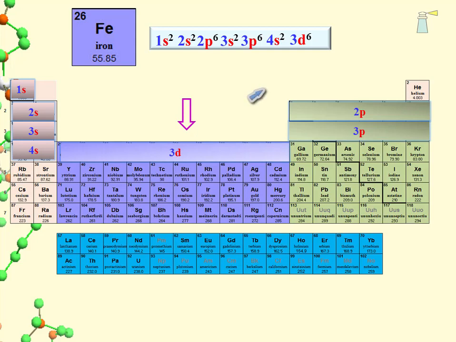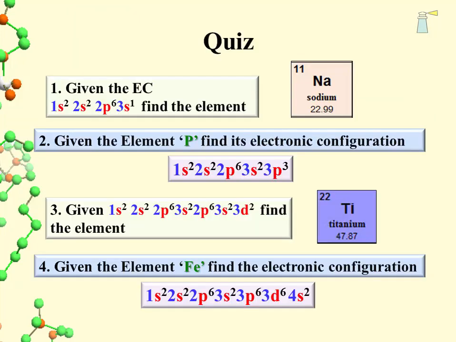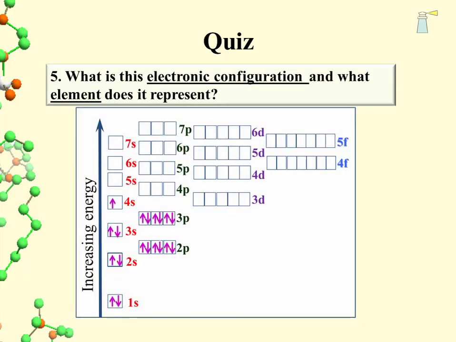Let's not forget to group by energy level. That means moving the 3d6 before the 4s2. We can use the noble gas shortcut by noting that argon is the noble gas preceding iron. These questions are the most common quiz and exam questions covering the electronic configurations. The only other major type that can come up, and it's instructor dependent, is one that asks the students to get the EC from the stratified relative energy diagram.